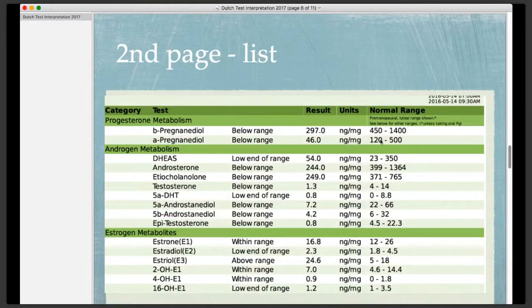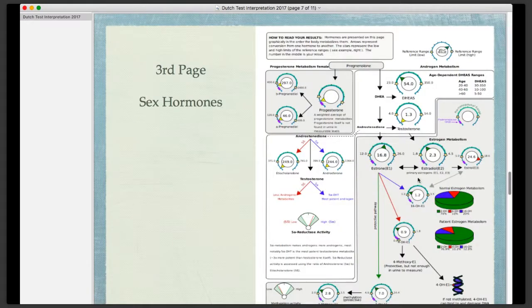Then we go to the second page, and I usually ignore this page. There's a second and third and fourth page that are just lists. And the normal range that they show is premenopausal ranges. So this is almost useless because the next page shows the little diagram.